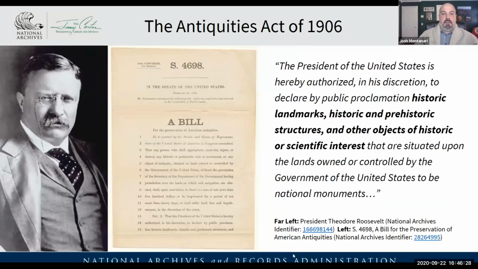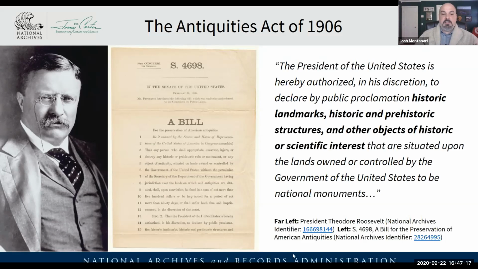Now, the Antiquities Act of 1906 basically says the President of the United States is authorized to declare by public proclamation historic landmarks, historic and prehistoric structures, and other objects of historic or scientific interest to be national monuments. Now that bold text there, I think this is kind of in the pattern of the United States Constitution, of legislation. We tend to not be very concise or specific, for better or for worse, whether that's allowing something to progress forward or allowing for room later down the road if it needs to be revisited.